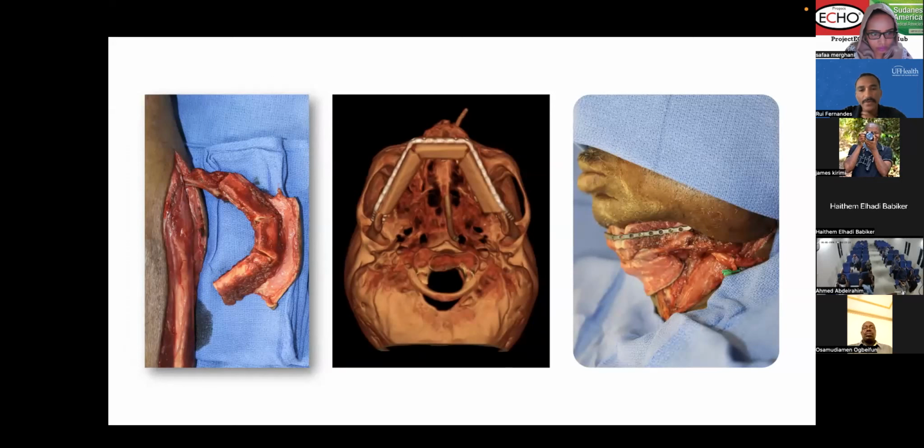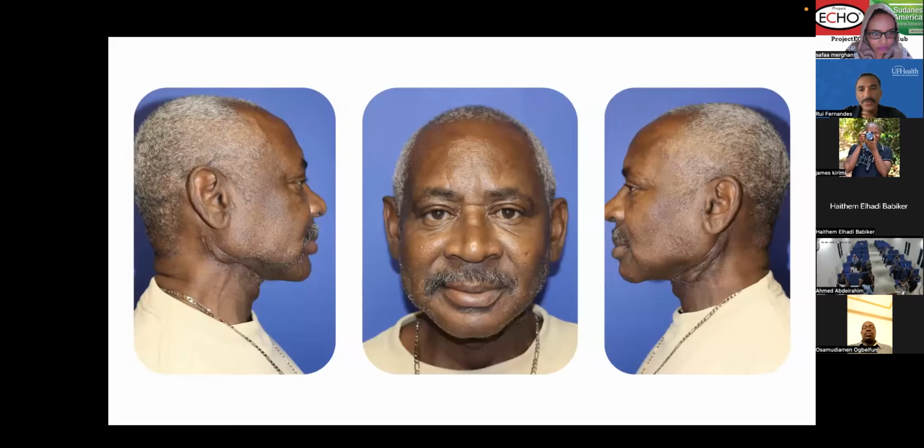So angle to angle resection deals with that problem. And you can see based on his facial appearance that he's much happier. He has a complete reconstruction that is functional. And most people will not be able to tell that he has this type of reconstruction. So you can deliver something that is predictable for these patients.